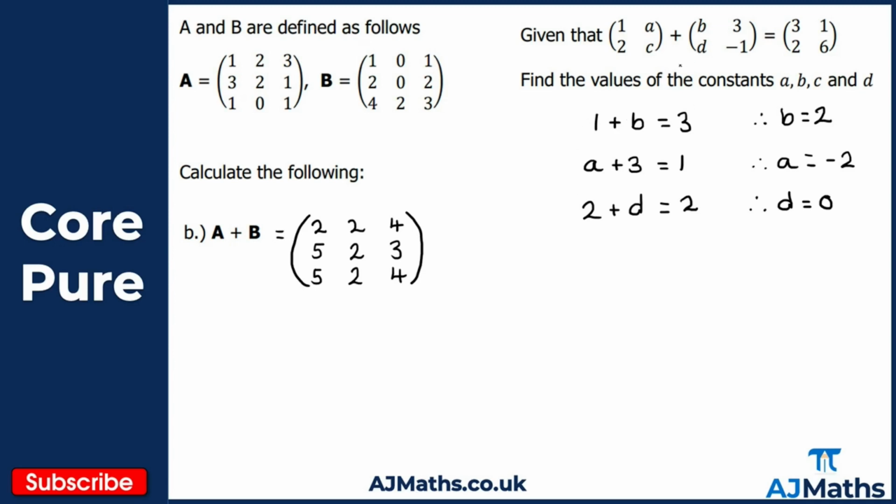And then finally, if we take a look at the bottom right element, we've got c plus minus 1. Plus minus 1 is the same as just subtracting 1. So c minus 1 is equal to 6. Therefore, c is simply equal to 7. And there we have it.